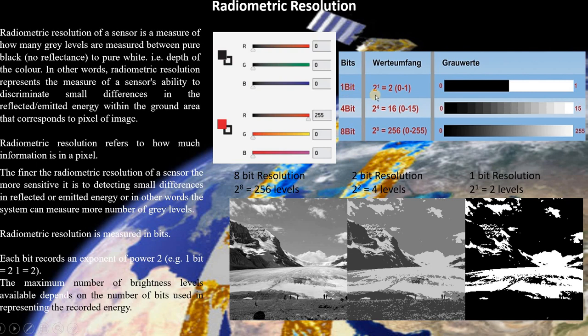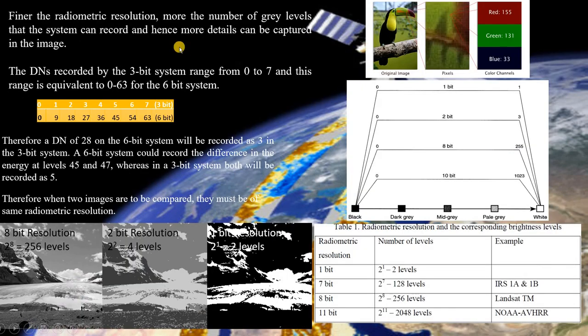So that's how we generally measure radiometric resolution in terms of bits. The bits indicate the exponential power of 2, which equals the number of gray levels the sensor can detect very clearly from the reflected energies of the different features on the ground. So the finer the radiometric resolution, the more gray levels the system can record, and hence more detail can be captured from an image. As you increase the number of bits, you increase the amount of detail that can be captured.